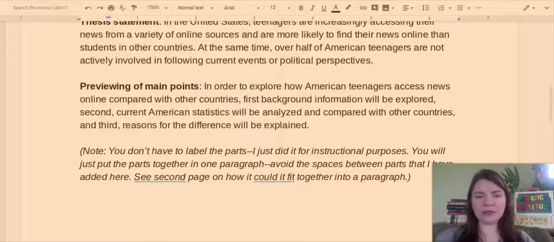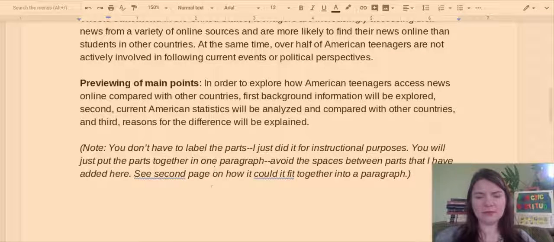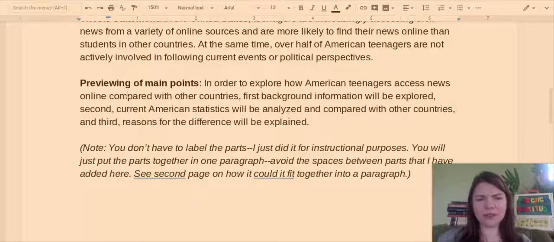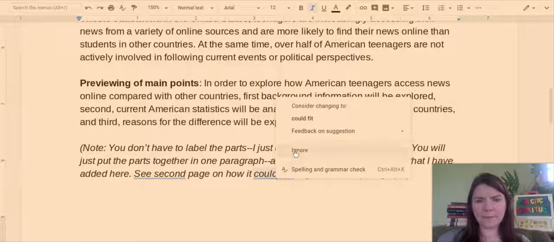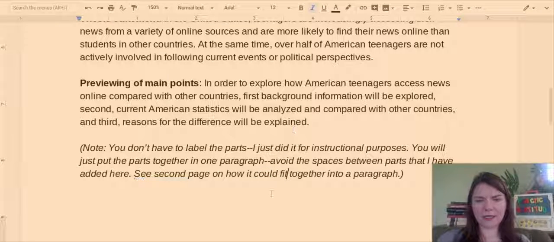Also, you don't need to label each of these parts. Accidentally wrote it twice. Okay.